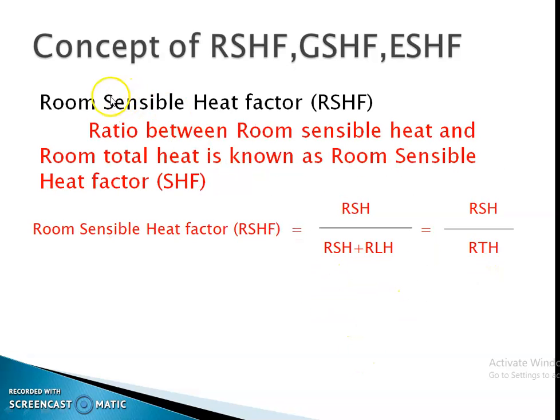Next slide, we discuss the room sensible heat factor. The ratio between room sensible heat and room total heat is known as the room sensible heat factor. Mathematically, RSHF is equal to RSH divided by RSH plus RLH. We get the room sensible heat factor as room sensible heat by room total heat, where room total heat is room sensible heat plus room latent heat.